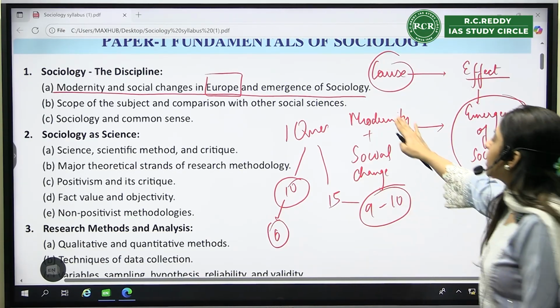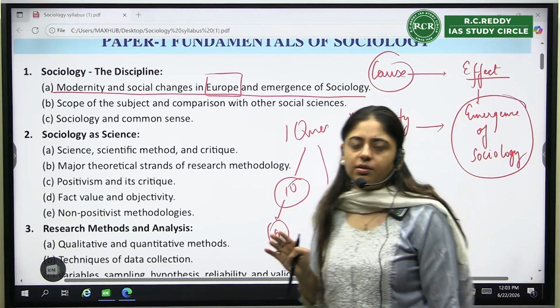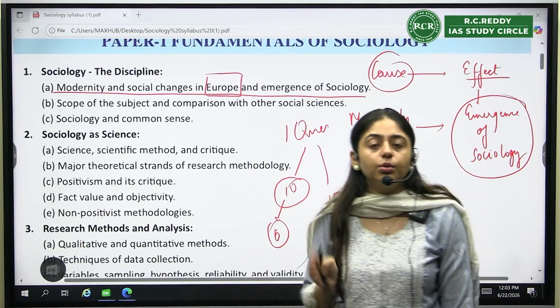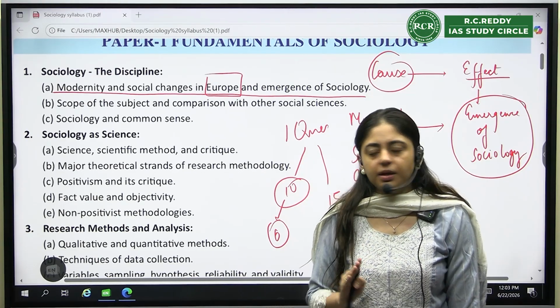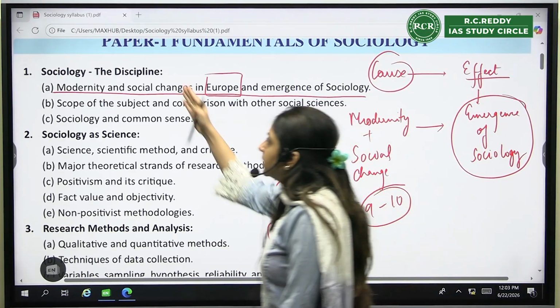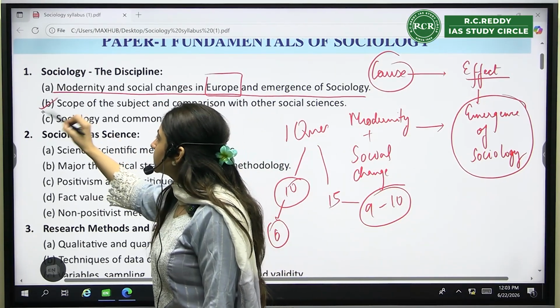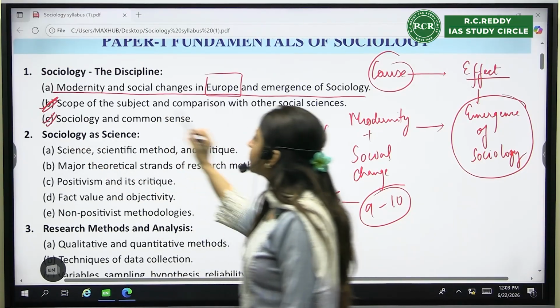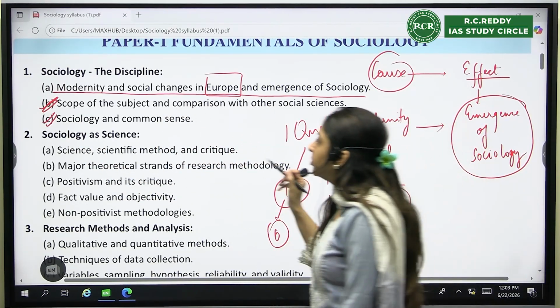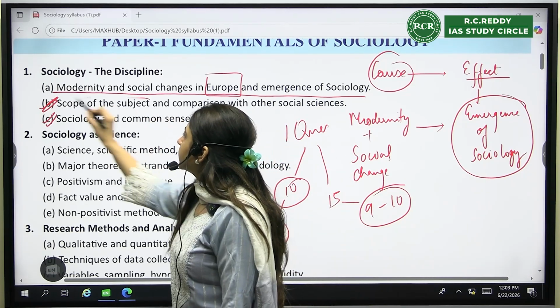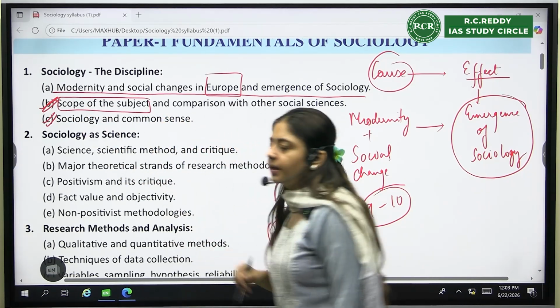So this will be our first part, or the starting point of our syllabus, to know the background, the history of sociology, right? Now in the same block there are two subtopics: scope of the subject and comparison with other social sciences. Very briefly, we will cover this part.